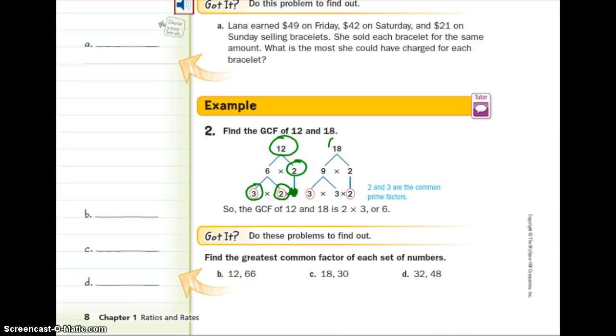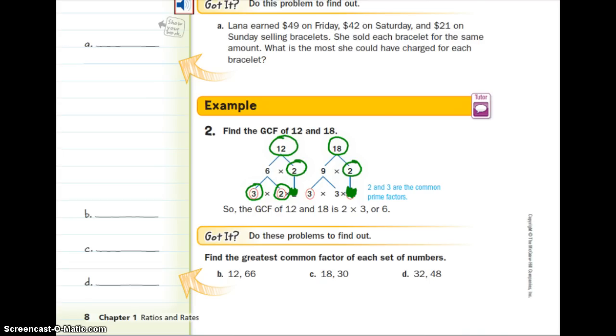Now we have 18 to work with. So we have the number 18. We know that 9 and 2 go into 18. So again, I'm going to circle 2, and I'm going to cross this out because I like to keep my numbers, once I get a prime, I'm done. I want to leave it there.